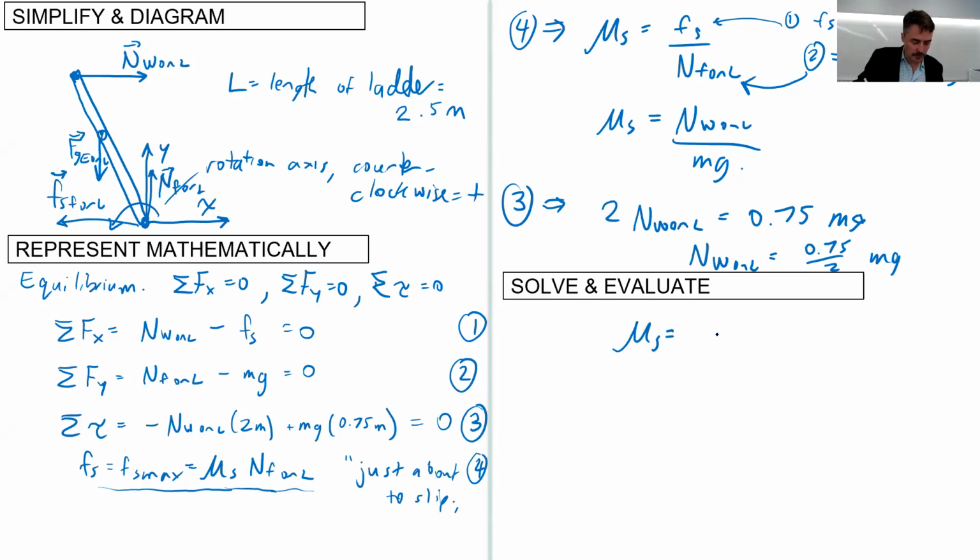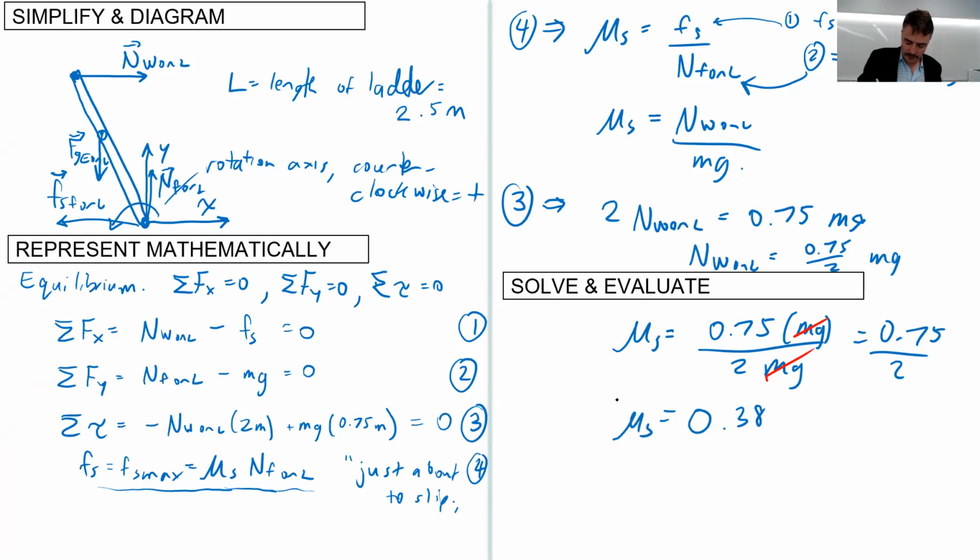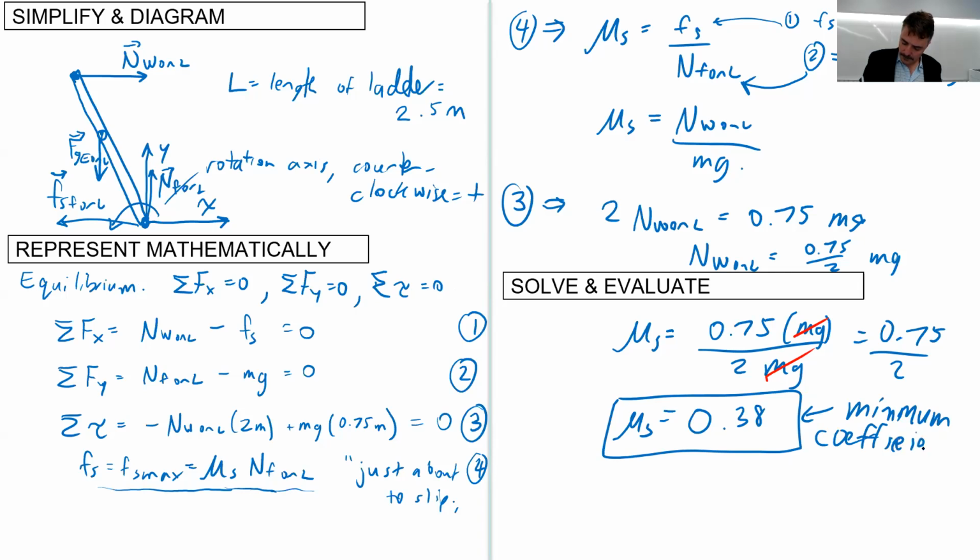So mu sub s is equal to 0.75 times mg divided by 2 times mg. The mg's cancel, and you get 0.75 divided by 2. So you get 0.38. So this is the minimum coefficient before it slips. Before slipping.